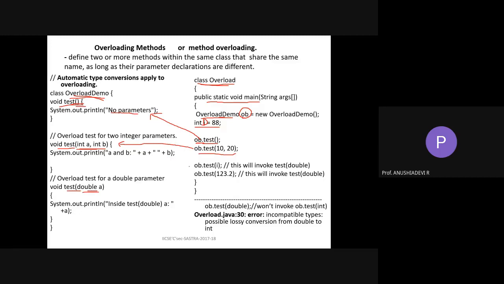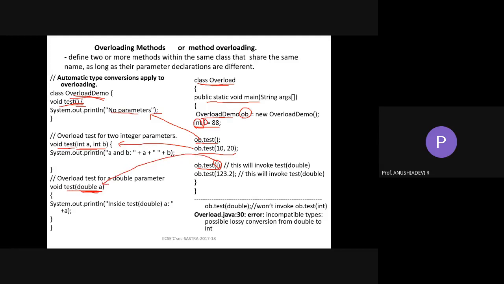Now ob.test(i). What is the type of i? The type of i is integer. But in this class I have a method of type double, test of double. Here I am passing an integer value, but I only have test of double. Then will this work or not? This will work because we can convert integer to double. When compared to integer, the double size is higher.